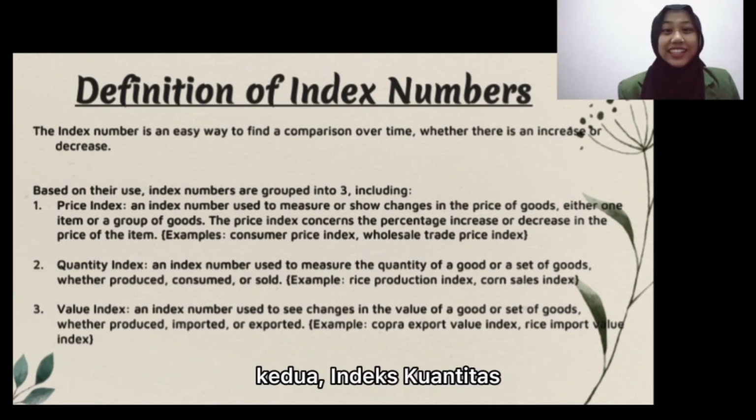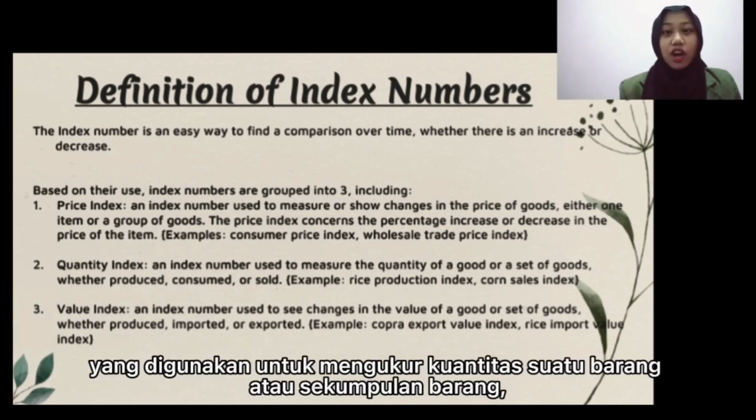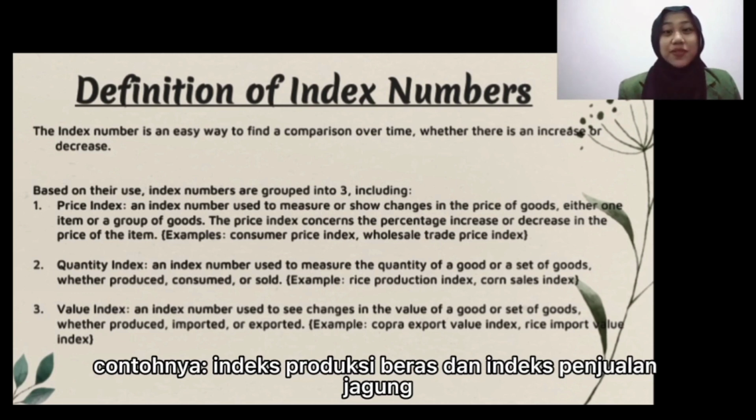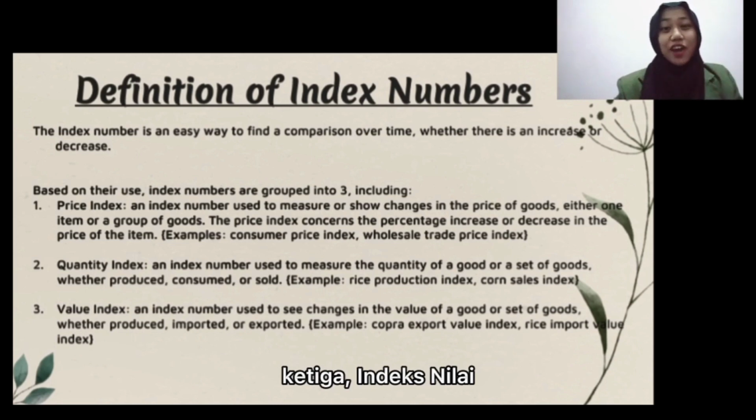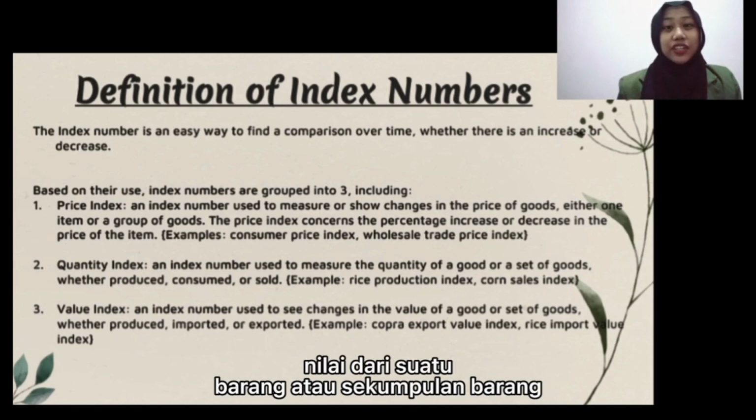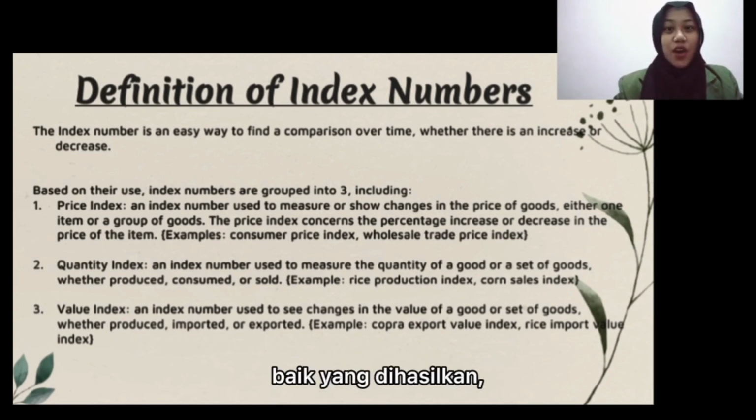Number 2. Quantity index. An index number used to measure the quantity of a good or set of goods, whether produced, consumed, or sold. Example: rice production index and corn sales index. Number 3. Value index. An index number used to see change in the value of a good or set of goods, whether produced, imported, or exported. The example: copra export value index and rice import value index.